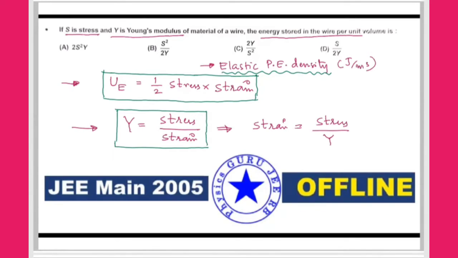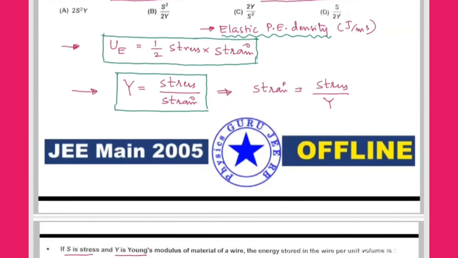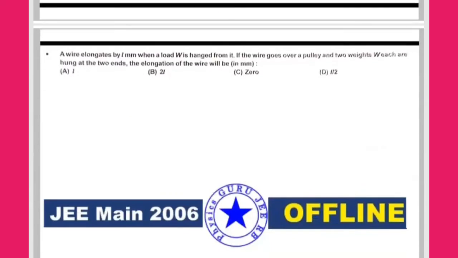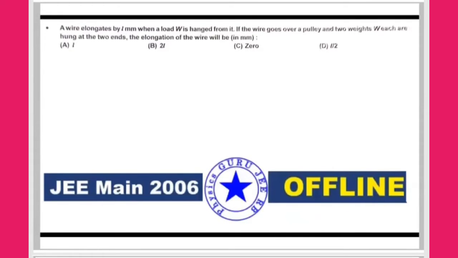Next, proceeding to the next question, which was asked in JEE 2006. A wire elongates by L millimeters when a load W is hung from it. If the wire goes over a pulley and two weights W each are hung at the two ends, then the elongation of the wire will be how many millimeters?